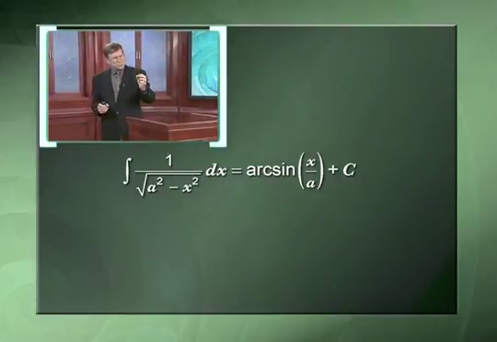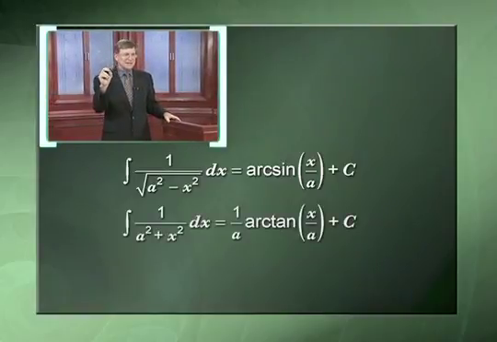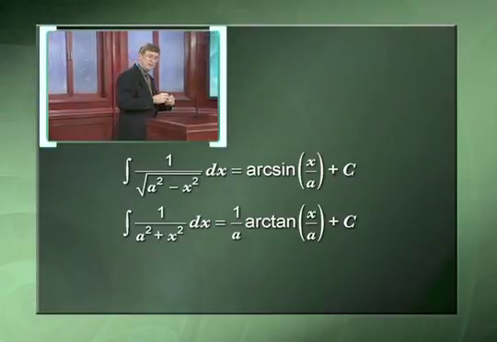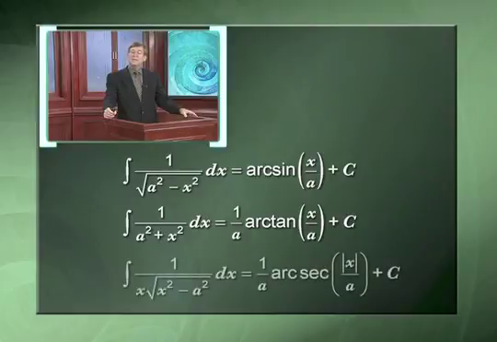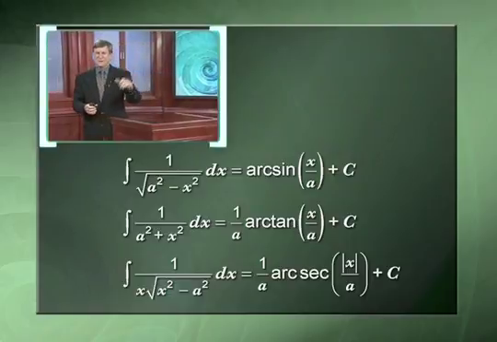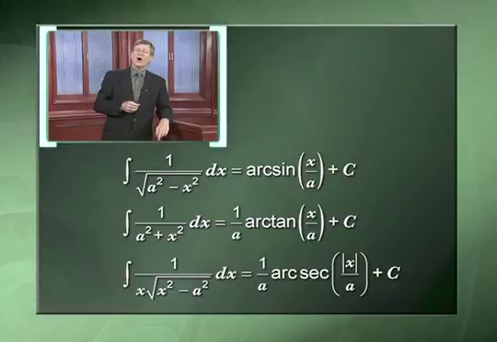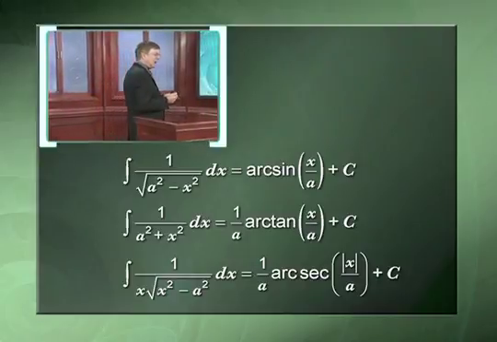Here's another useful formula. The antiderivative of 1 over a squared plus x squared is 1 over a arc tangent of x over a plus a constant. And then the antiderivative of 1 over x times the square root of x squared minus a squared, kind of a complicated integrand, turns out to be 1 over a arc secant of the absolute value of x over a. Ouch. Couple of comments here.